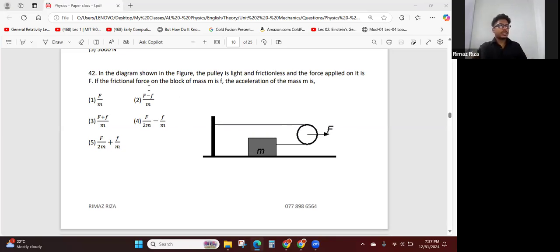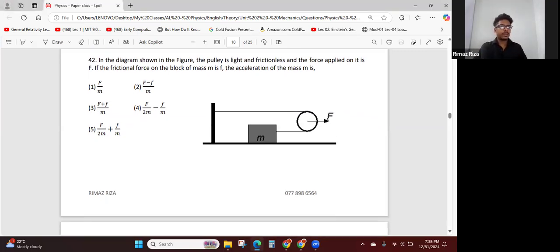Okay, so here in this question, in the diagram shown in the figure, the pulley is light and frictionless, and the force applied on it is capital F. If the frictional force on the block of mass M is small f, then the acceleration of the mass M is... Okay, so the friction acting on this is small f, and you need to find the acceleration.